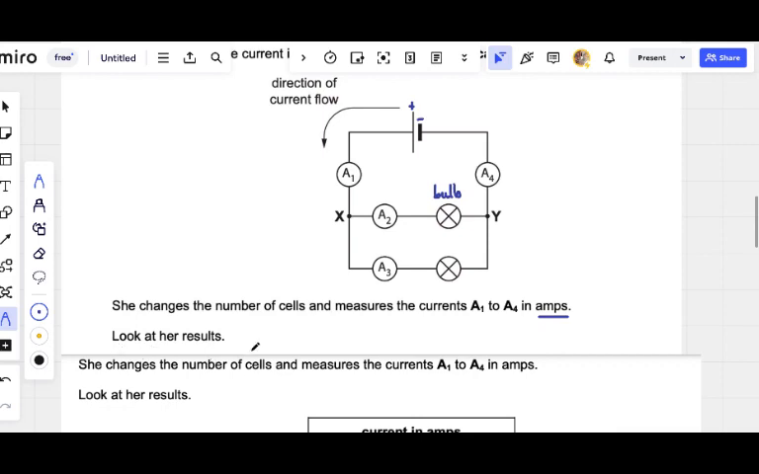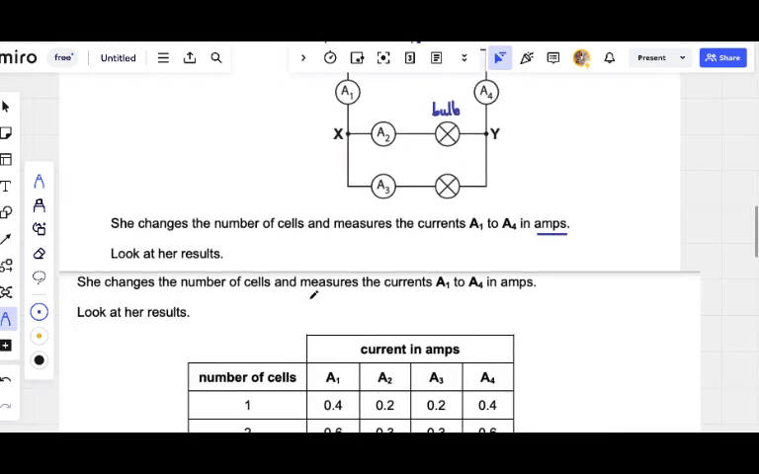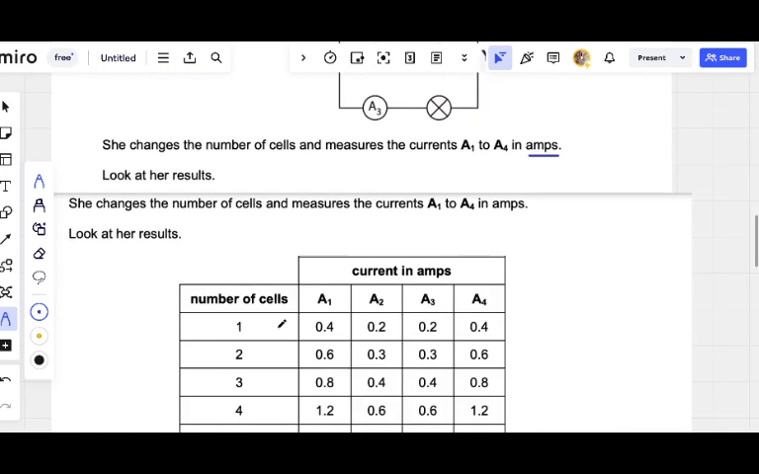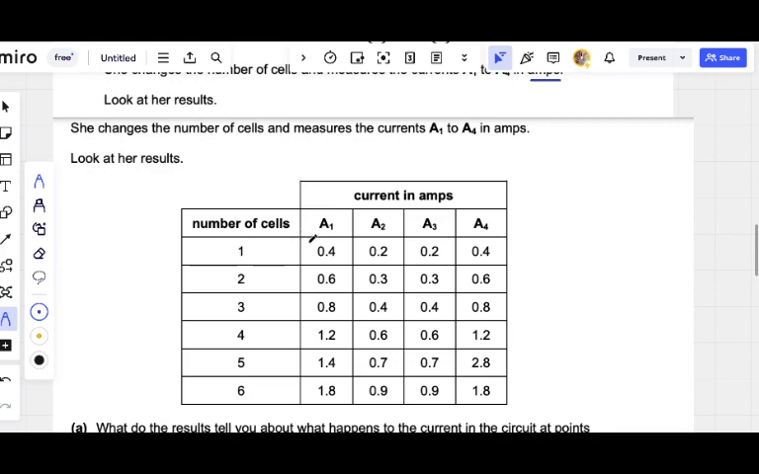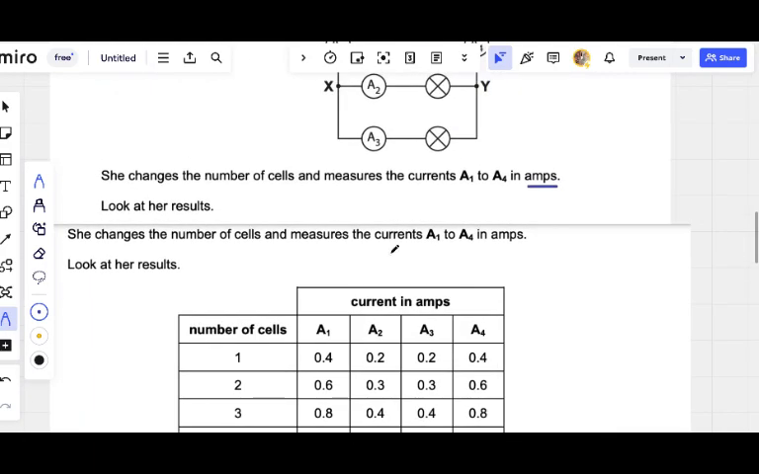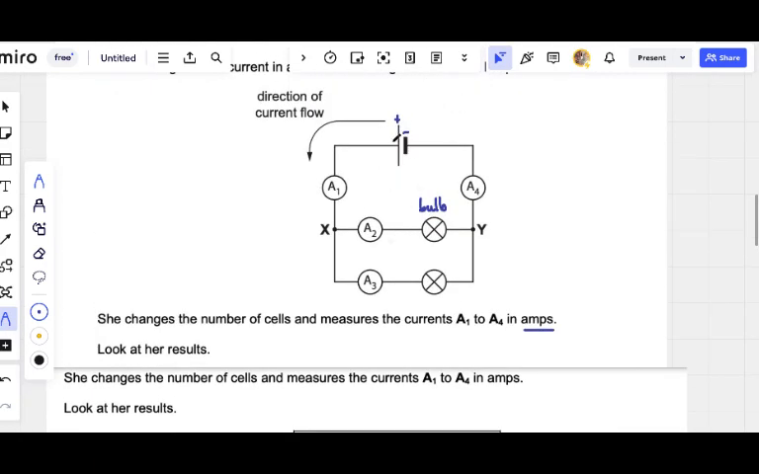Now, look at her results. She changes the number of cells and measures the current A1 to A4 in amps. Let's take a look at her result. Now, number of cells. When she used one cell, this one means one cell. This one is just a cell. If you wanted 2 cells, it will be like this. This one means 2 cells. You can have 3 cells by adding another one, one long one, one short one. Two cells is equivalent to a battery, but 1 is just a cell.